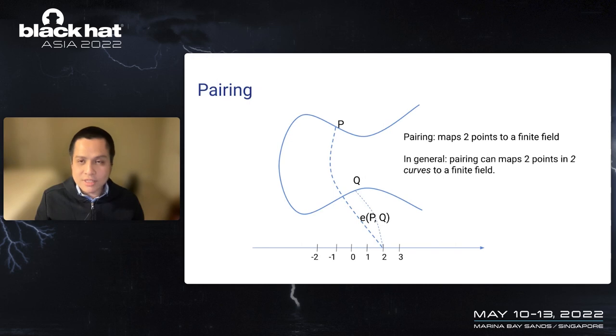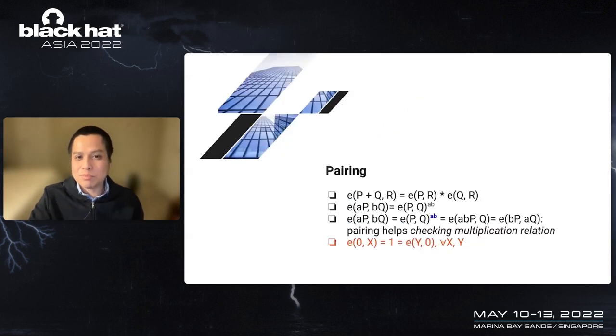One trick that I learned for dealing with complicated math is not to learn it. Instead, we just learn its properties. And its properties are pretty simple. It has very nice properties. The pairing of P plus Q with R is the product of the pairing of P and R and the pairing of Q and R. And the pairing of AP and BQ equals the pairing of P and Q to the power of A times B.